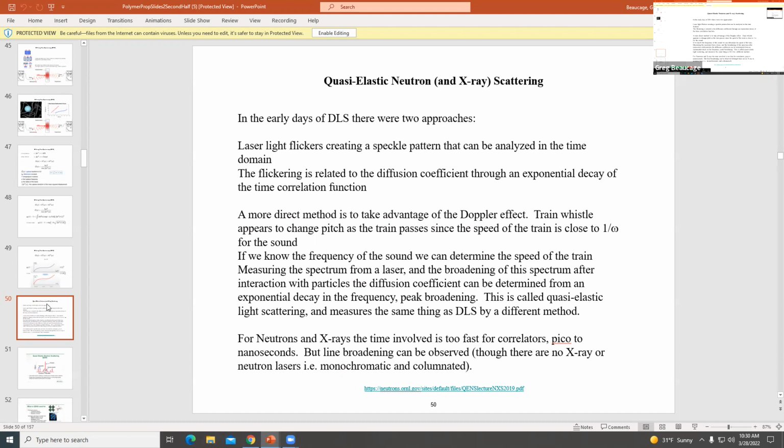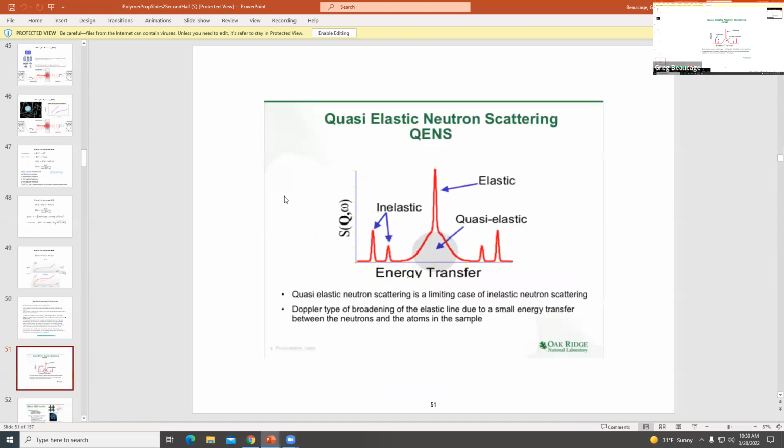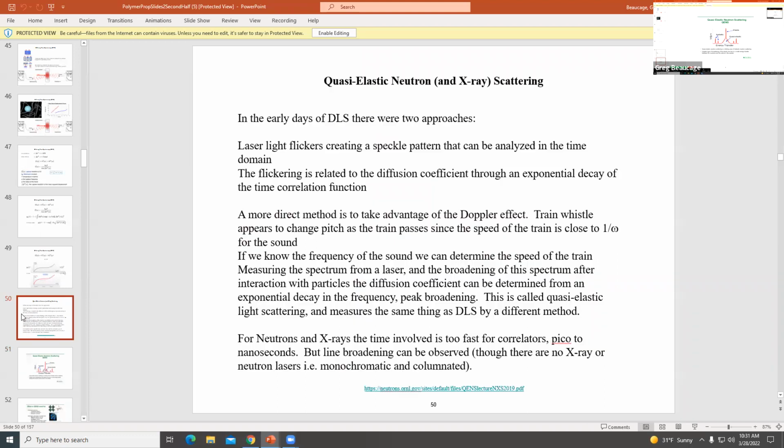So yeah, there are some slides here from a guy who gave a talk about quasi-elastic neutron scattering, right? Basically, they don't use the flickering part of it that you got with DLS, dynamic light scattering, because the flickering is too fast with neutrons, because the particles are smaller than photons, so they move quicker. So basically, you can't observe the flickering. Also, the detectors are different. You don't have a photomultiplier tube for neutrons.